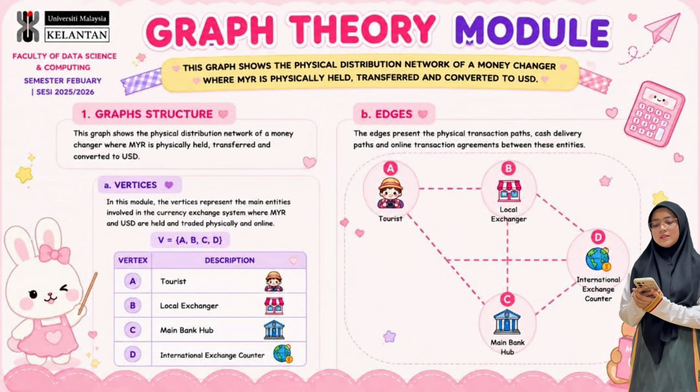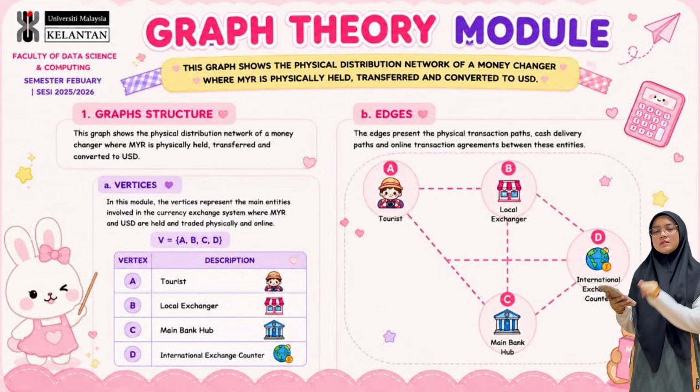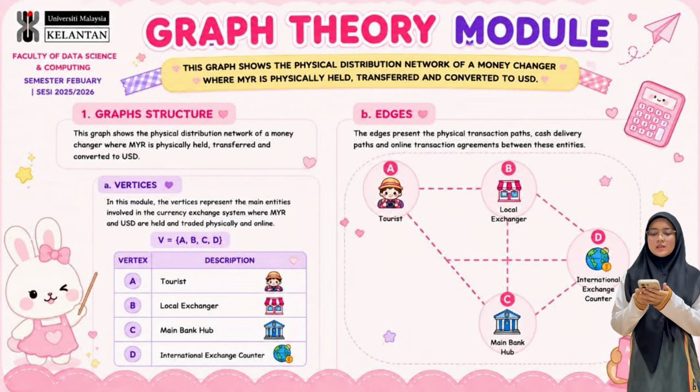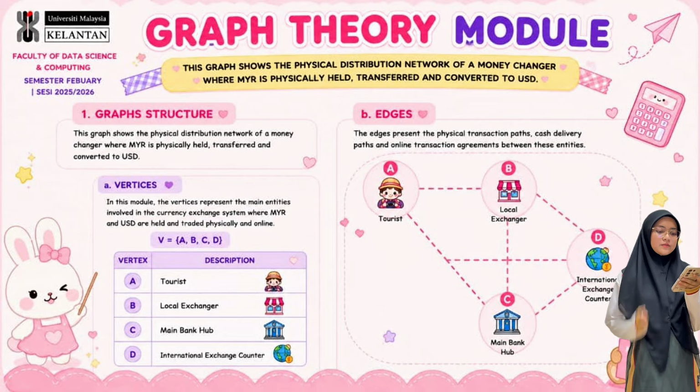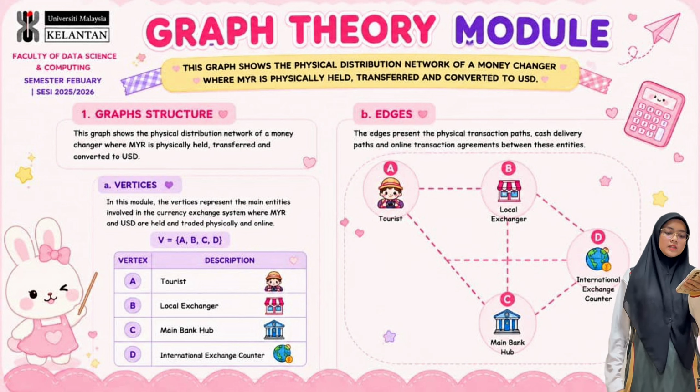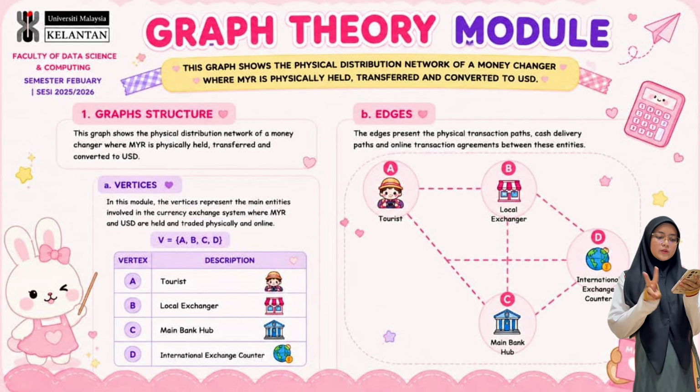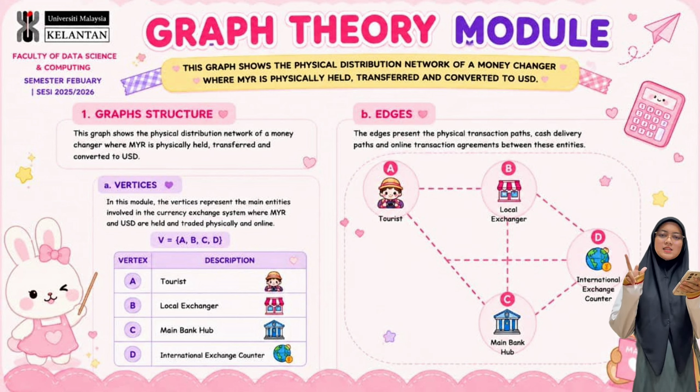I will be presenting the graph theory module from our discrete mathematics assignment. First, let's look at the vertices. In our graph, we have four entities represented as a set V equal to A, B, C, and D.